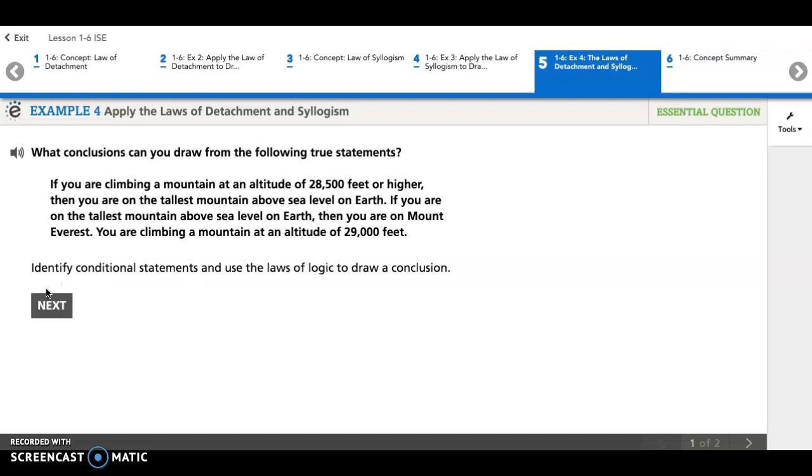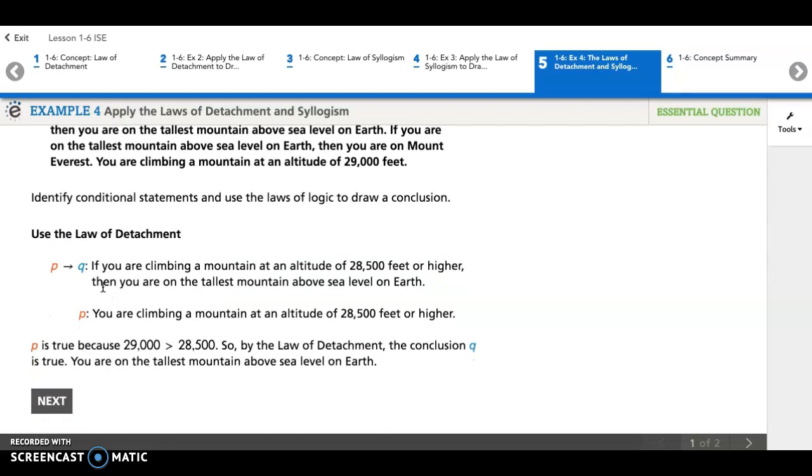First, we're going to notice, okay, what are my conditional statements and what are my hypotheses and conclusions? So I have this conditional statement that says if you are climbing a mountain at an altitude of 28,500 feet or higher, then you are climbing the tallest mountain above sea level. And then we look and it says, oh, hey, you're on a mountain that's at 29,000 feet. So we found out that hypothesis is true. So by the law of detachment, we know that we are on the tallest mountain above sea level on Earth.